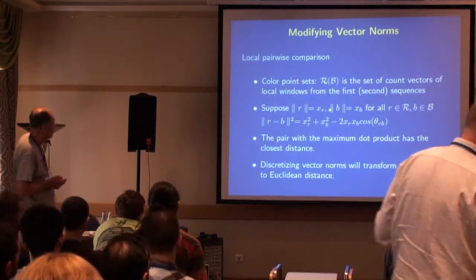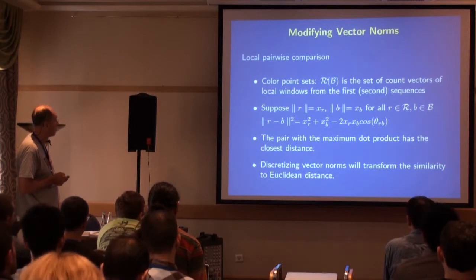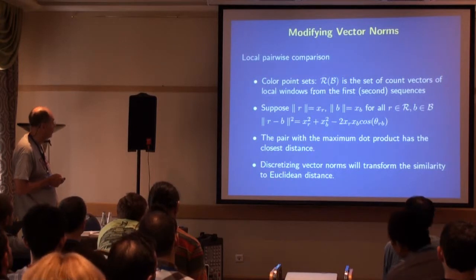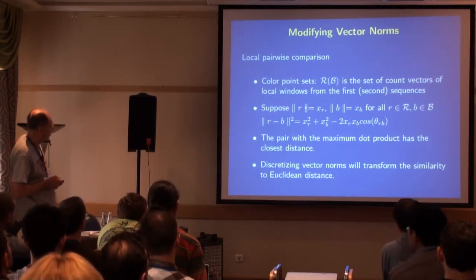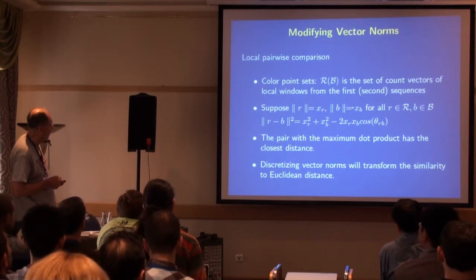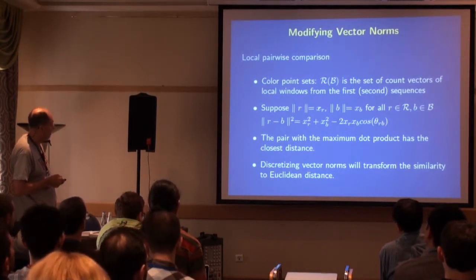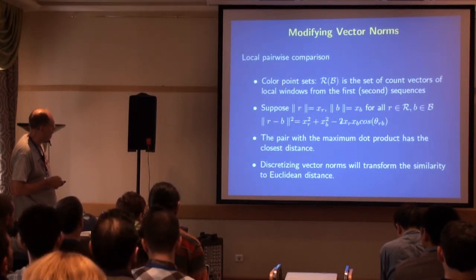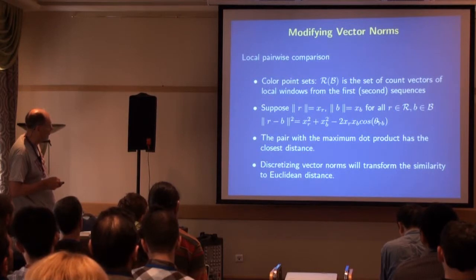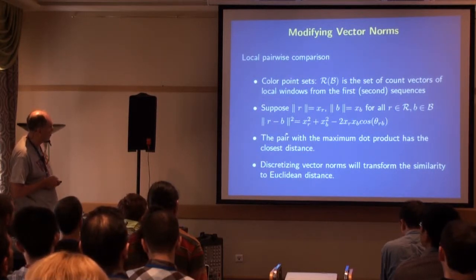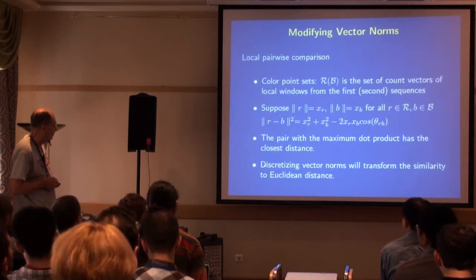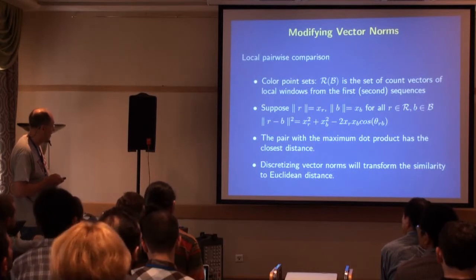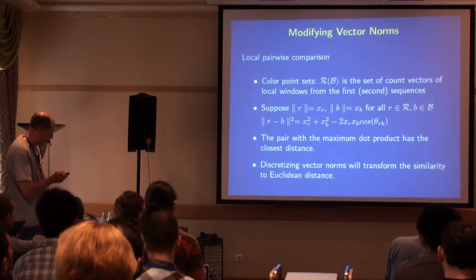And back to what we said. Red and blue are the set of count vectors from local windows from the first and second sequences, and we have 2 of these vectors of this length. So the distance between them is the length squared red, plus length squared blue, minus 2 length red, length blue times the cosine of the angle between them. So the pair with the maximum dot product has the closest distance, and we're interested in finding the closest theta. Closest angle.